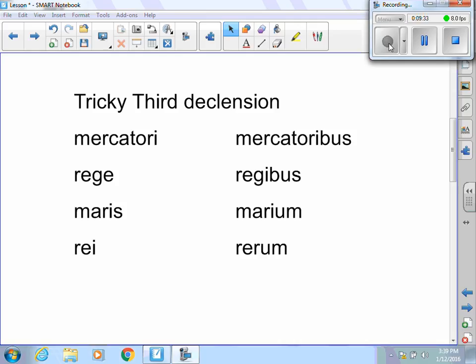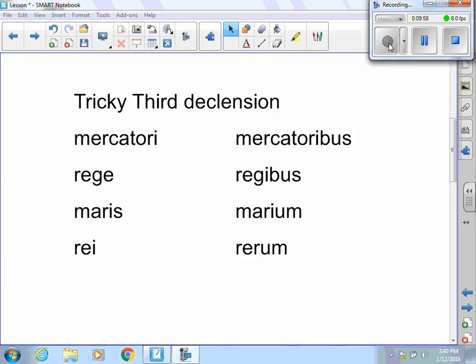If I look up res, rei, its plural is rerum. So I would make sure that's not third declension, by the way. That's fifth. But make sure that you are aware of the third declension for sure. They do throw fourth and fifth in there on you, so make sure you kind of peek at those as well. Third declension is tricky. Be aware of whether or not the word is third declension or not, number one.